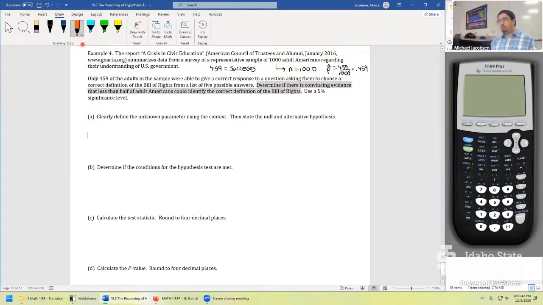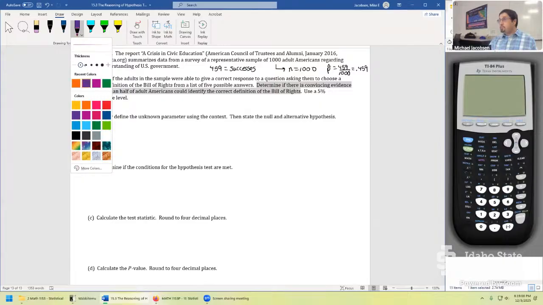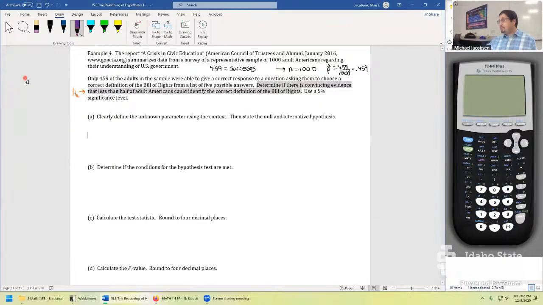If it was written as a question, it would have said, is there convincing evidence that less than half of Americans could correctly identify the definition of the Bill of Rights, then question mark. But this one, again, is more of a command. So either way, it's HA, the alternative hypothesis. Notice some of the tricky buzzwords here. It said less than half.